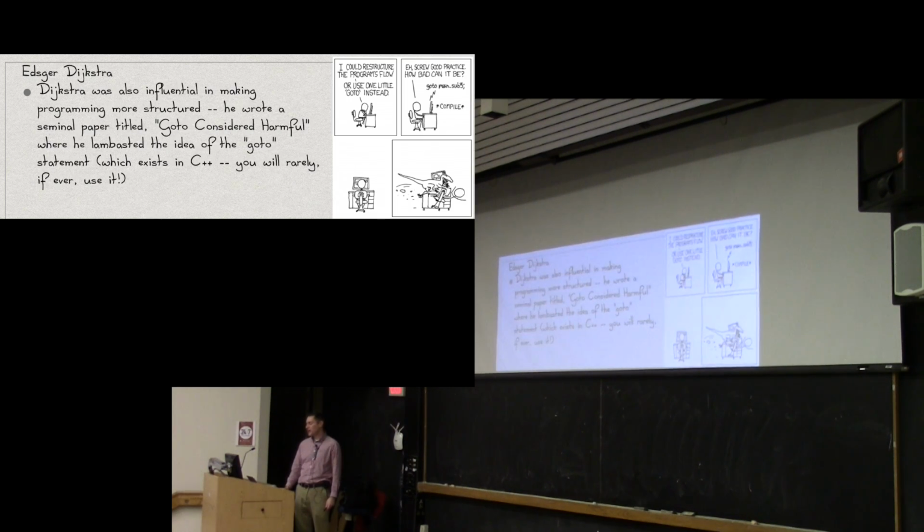Another thing about Dijkstra, very influential in making programming languages more structured. In other words, we've been hammering you guys all semester about making things modular, making sure you have structure in your programs, making sure that they're well written. Dijkstra is one of the ones who said, hey, there's this thing, back then in almost all programming languages, called goto. It actually does exist in C++. You'll almost never use it.